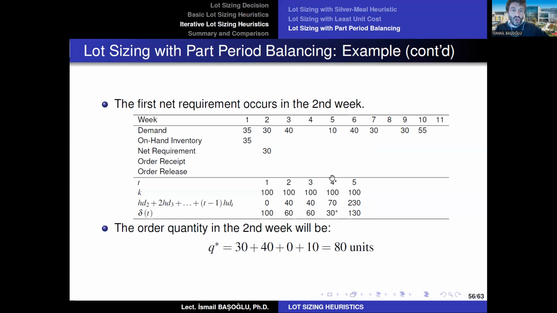So I say 4 is the optimal number of periods that I need to consider whenever I plan, if I'm going to plan an order receipt at this point.